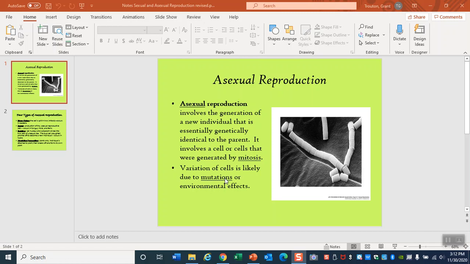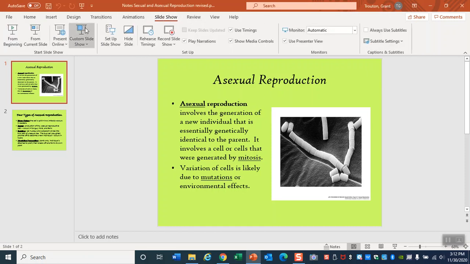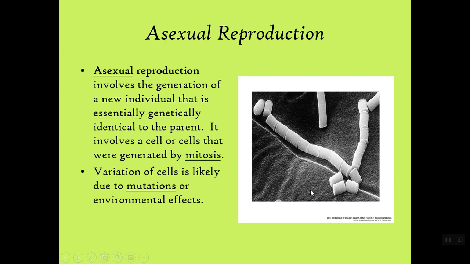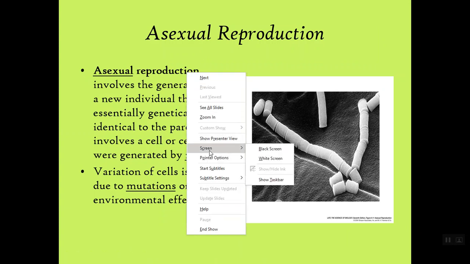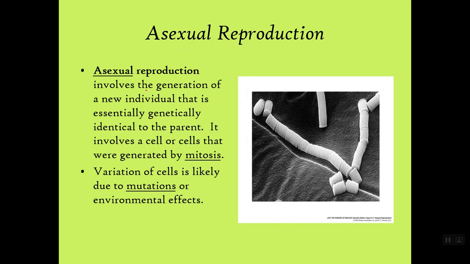This is a very brief video on asexual reproduction and mitosis. So let's start. This is only a 2-slide presentation, and all I want you to take away from this is basically what it is and when it happens. So again, asexual reproduction is mitosis, right?